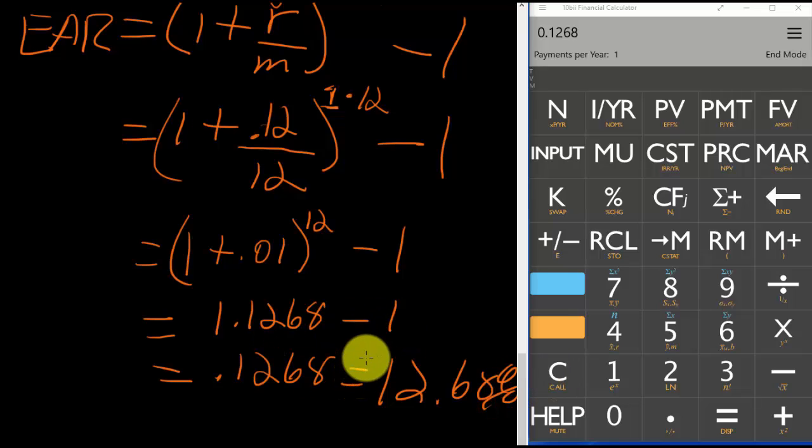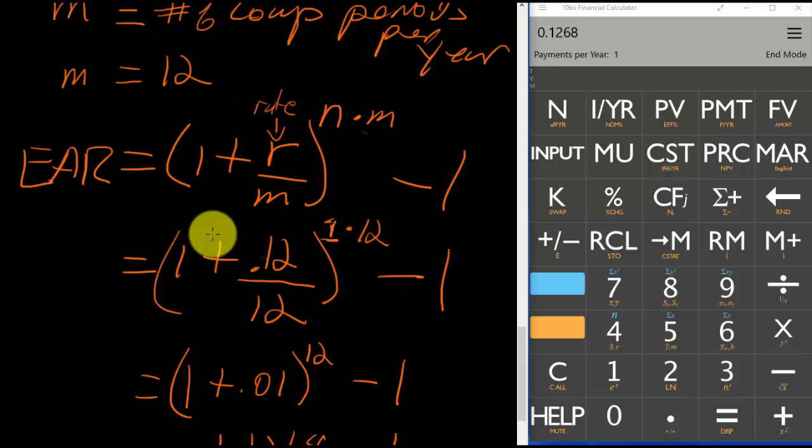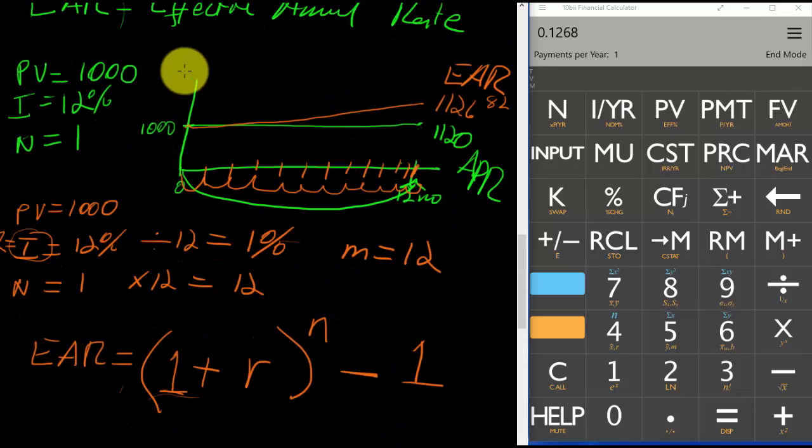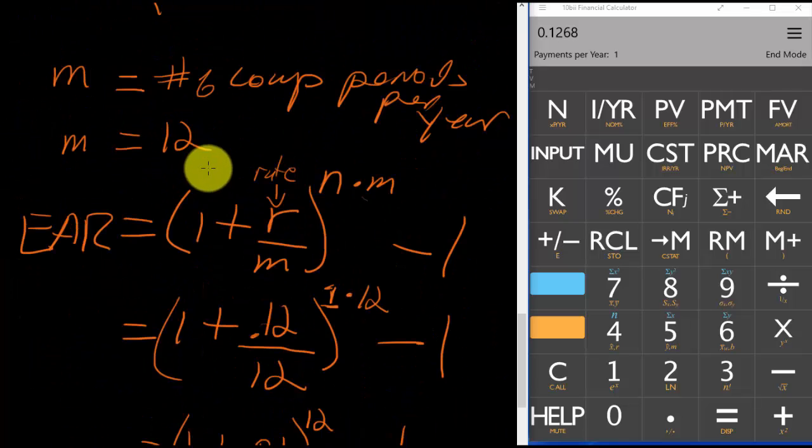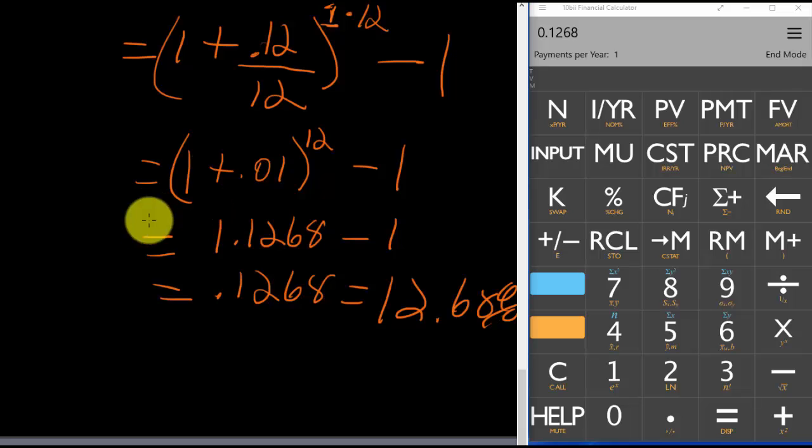So as you can see, my APR might be 12%, not that 12, but this 12. My APR might be 12%. But when I calculate this out, the actual interest that I'm paying ends up being 12.68. It's a little higher. And that is the difference between effective annual rate and annual percentage rate.